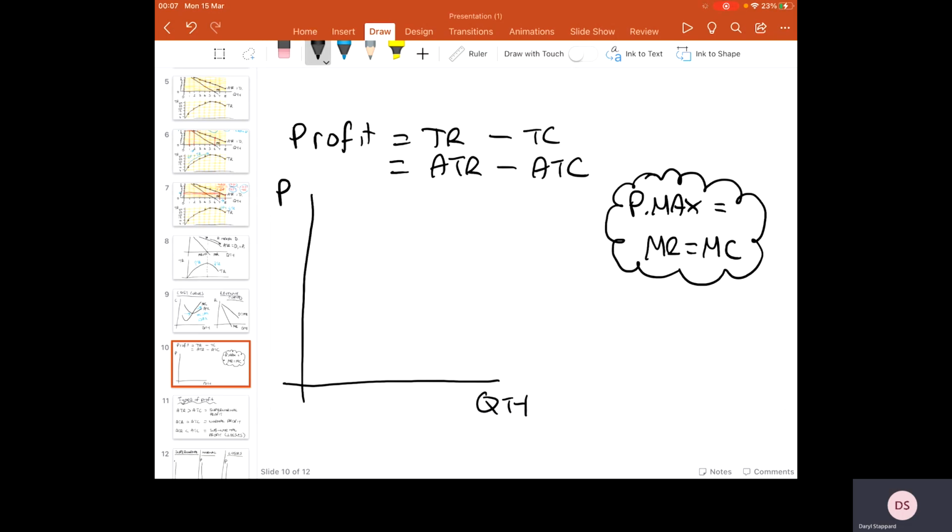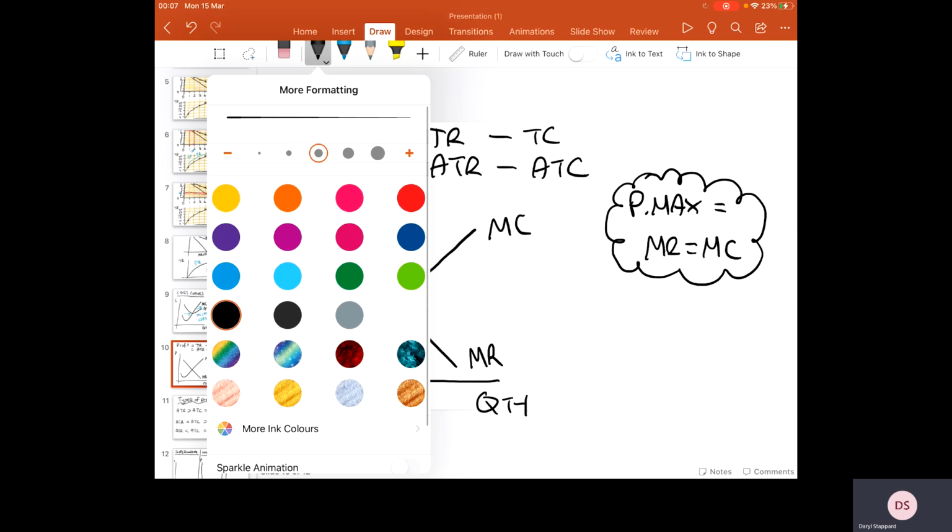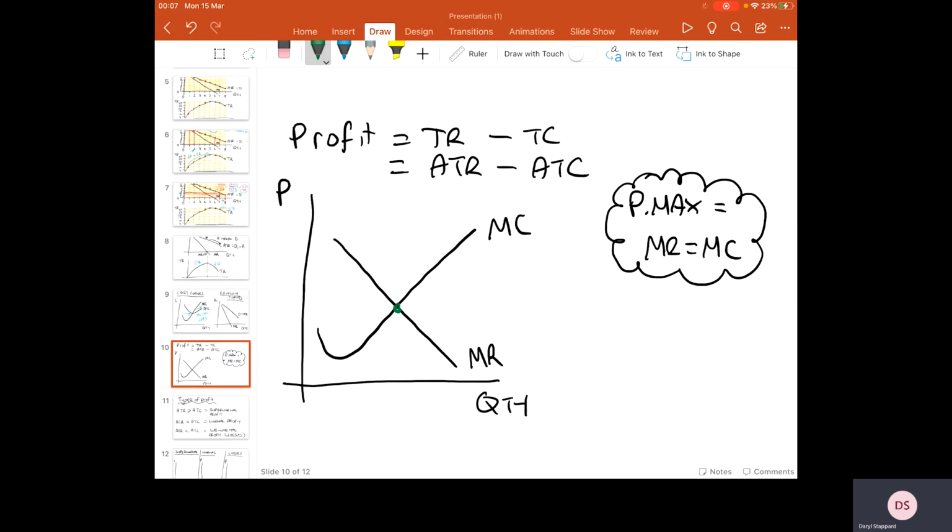Right, now, another point that's worth noting as well, that firms will always maximise profits when marginal revenue is equal to marginal costs. Now, I'm just going to start off by adding the marginal cost curve and then adding the marginal revenue curve. Now, remember, profit max will occur at this magic point here. So let's call that Q star.